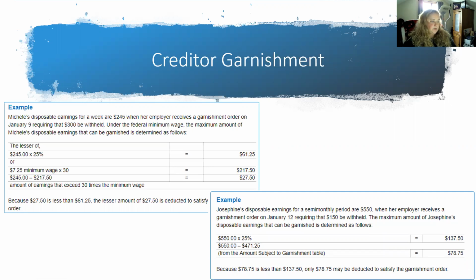Josephine's disposable earnings for a semi-monthly pay period are $550. She receives a garnishment order on January 12th, requiring $150 to be withheld. The maximum amount that can be withheld for this one is going to be, if we did 25% of $550, we would get $137.50. If we did federal minimum wage of $7.25 times 30, we would get $217.50. Oh, semi-monthly, sorry. So $7.25 times 60.